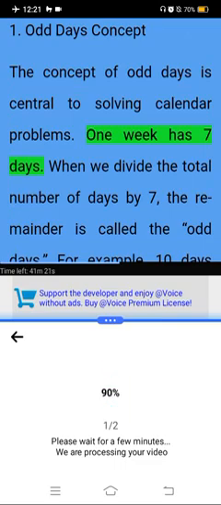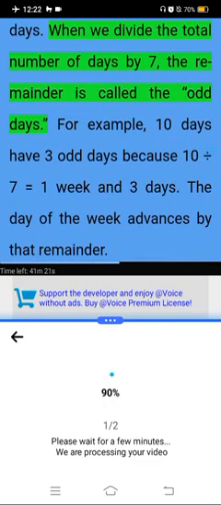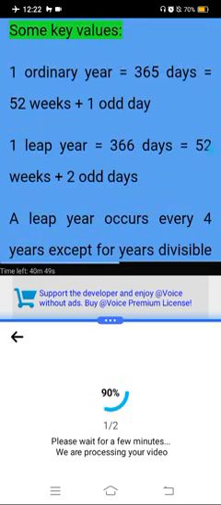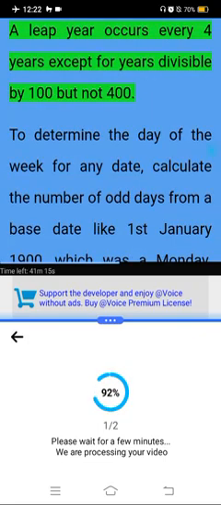1 week has 7 days. When we divide the total number of days by 7, the remainder is called the odd days. For example, 10 days have 3 odd days because 10 divided by 7 equals 1 week and 3 days. The day of the week advances by that remainder. Some key values. 1 ordinary year equals 365 days equals 52 weeks plus 1 odd day. 1 leap year equals 366 days equals 52 weeks plus 2 odd days. A leap year occurs every 4 years except for years divisible by 100 but not 400.